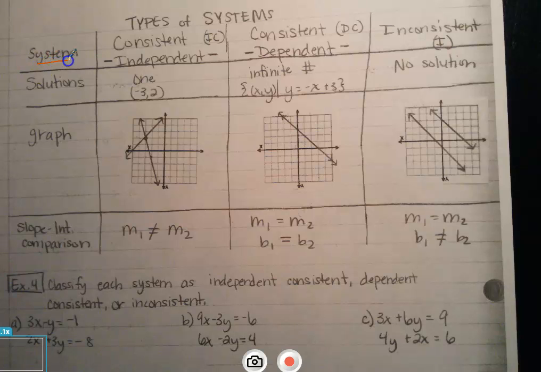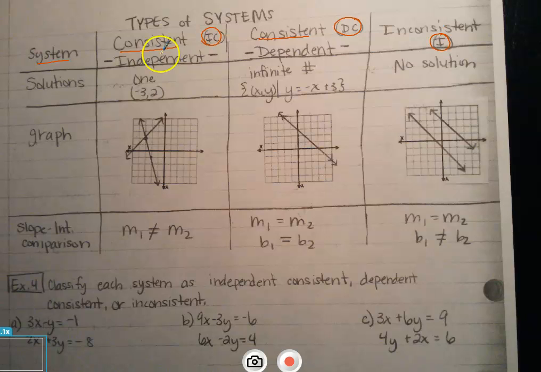All right, so first of all, the system is either consistent and independent, which we say IC, because it's independent, consistent, or it's consistent and dependent. So that's DC, dependent, consistent. But there's two types that are consistent. All right. And then the other type is inconsistent. We just say I.